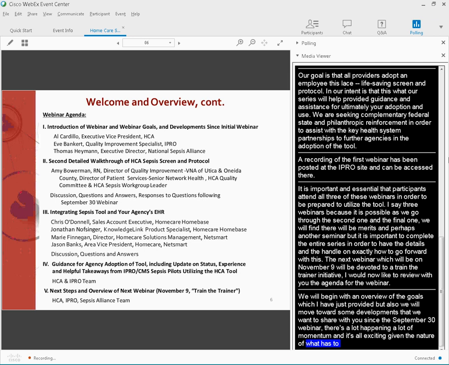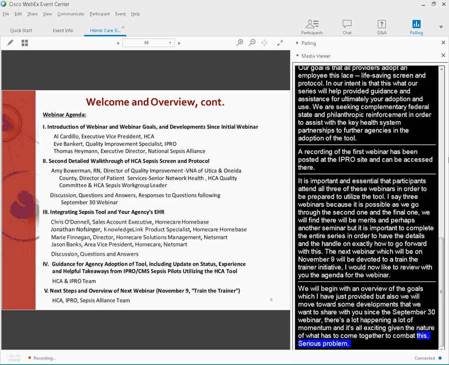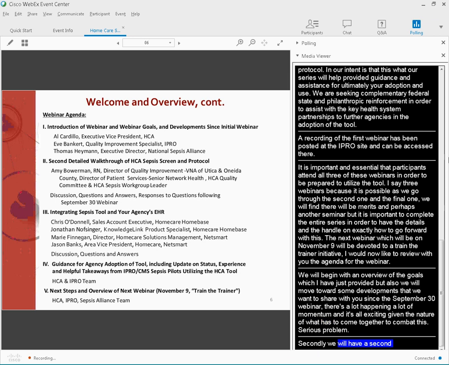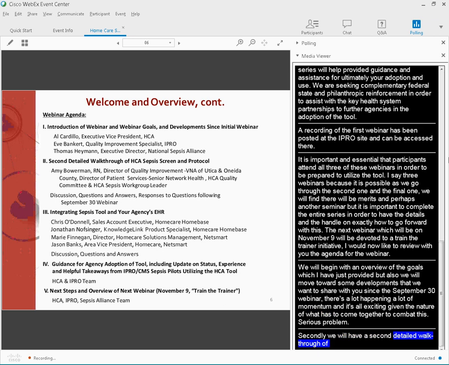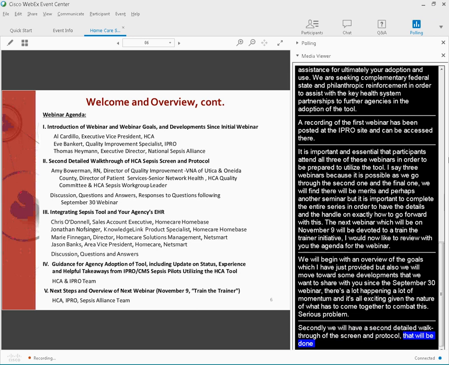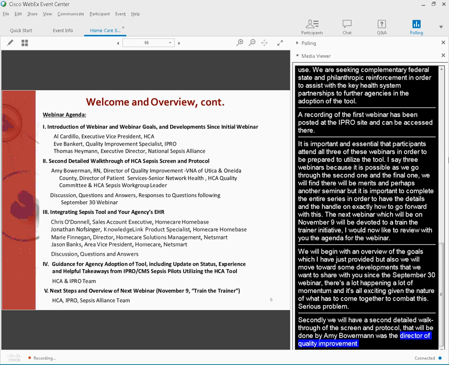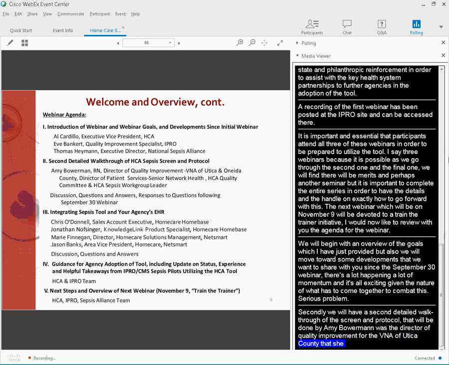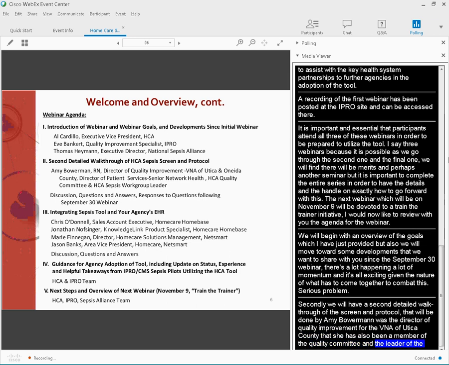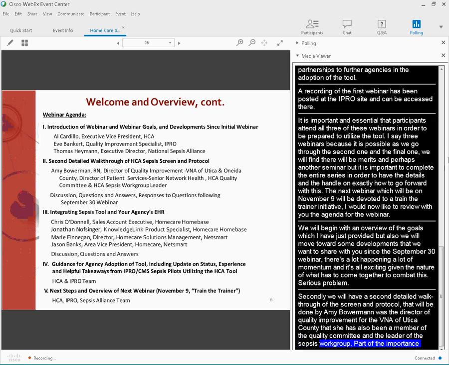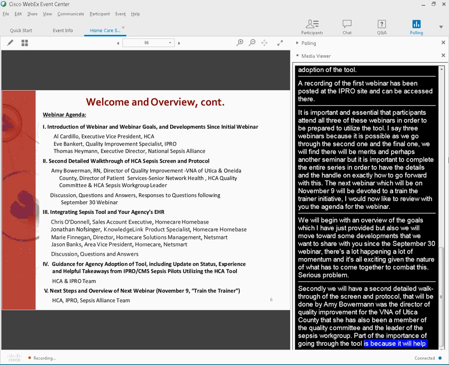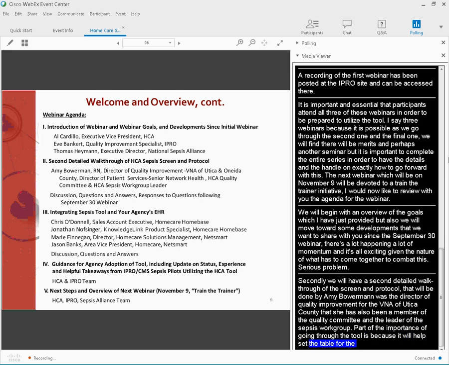Secondly, we'll have a second detailed walkthrough of the screen and protocol. That will be done by Amy Bowerman, who is the Director of Quality Improvement for the VNA of Utica and Oneida County and the Director of Patient Services for Senior Health Network. She's also been a member of our Quality Committee and the leader of our sepsis work group. Part of the importance of going through the tool again is because it will help set the table for the subsequent portion, which will focus on integrating the sepsis tool into your agency's electronic health records.